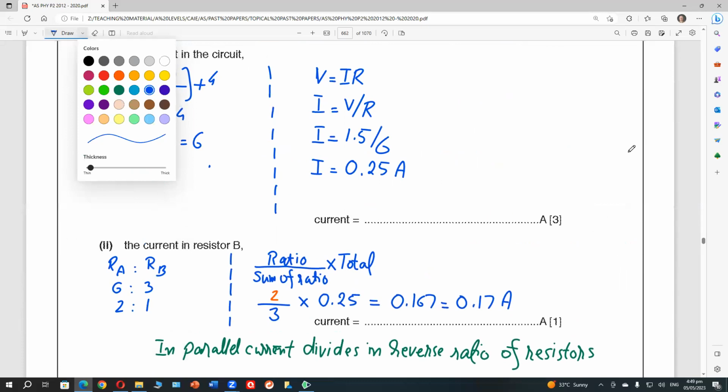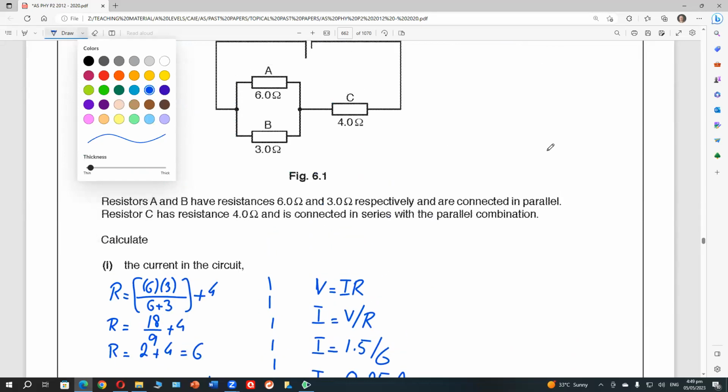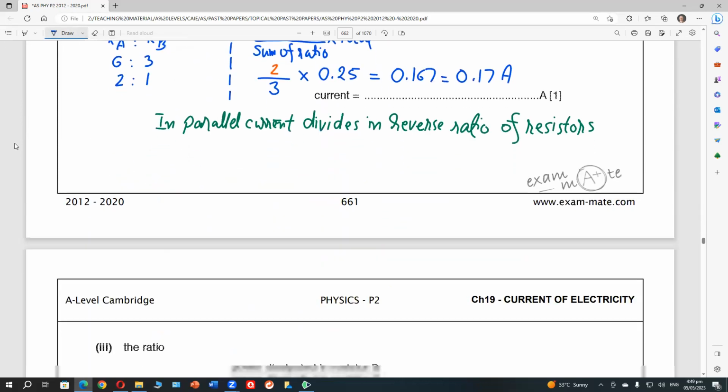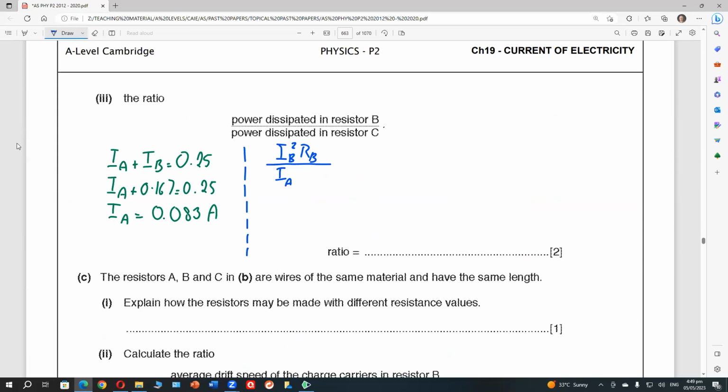Now there is a mistake because I didn't see that the resistor was C. Actually, he's making a ratio of the current in resistor B with resistor C. So this calculation was not needed, because the current in B we already have found, and C obviously will be getting the full current as it is.